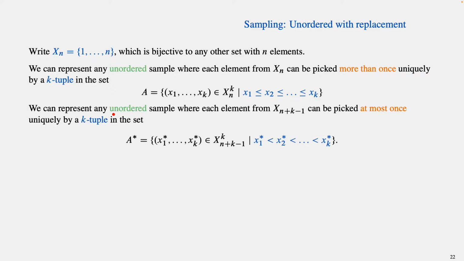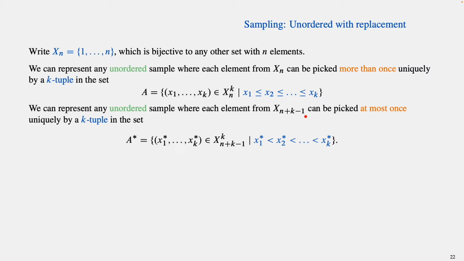And also every unordered sample from elements of the set X_{n+k-1} that can be picked at most once can be uniquely identified with a k-tuple of the set A star. So we have elements x1 star up to xk star, where we require that x1 is strictly less than x2, and so on. So I pick the unordered sample from the numbers from 1 to n plus k minus 1.